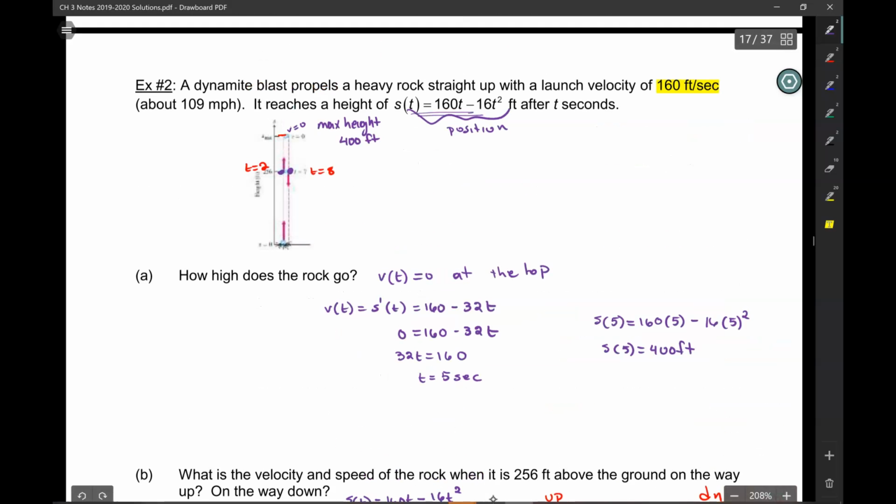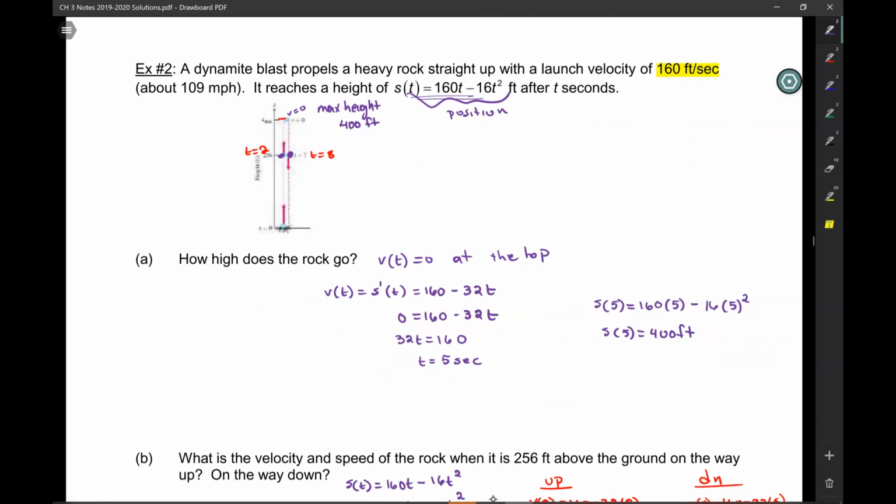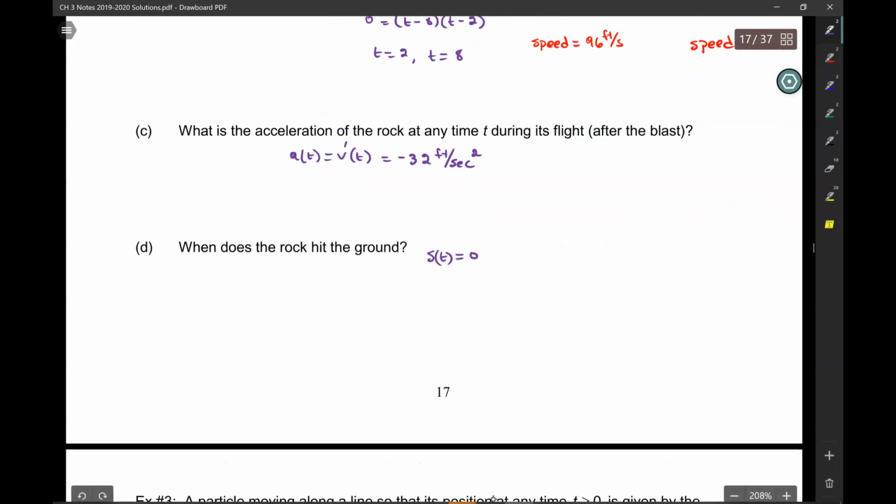So, when does it hit the ground? It means it falls back. So now its position is 0. Right? So s of t is 0. And then it's algebra 2. So I factor out 16t, so I get 10 minus t equals 0. t is 0, t is 10.